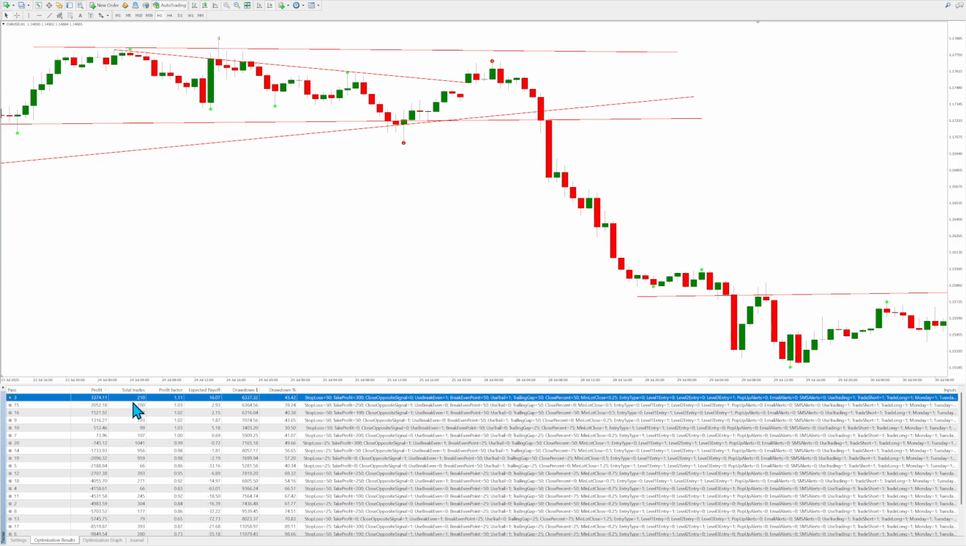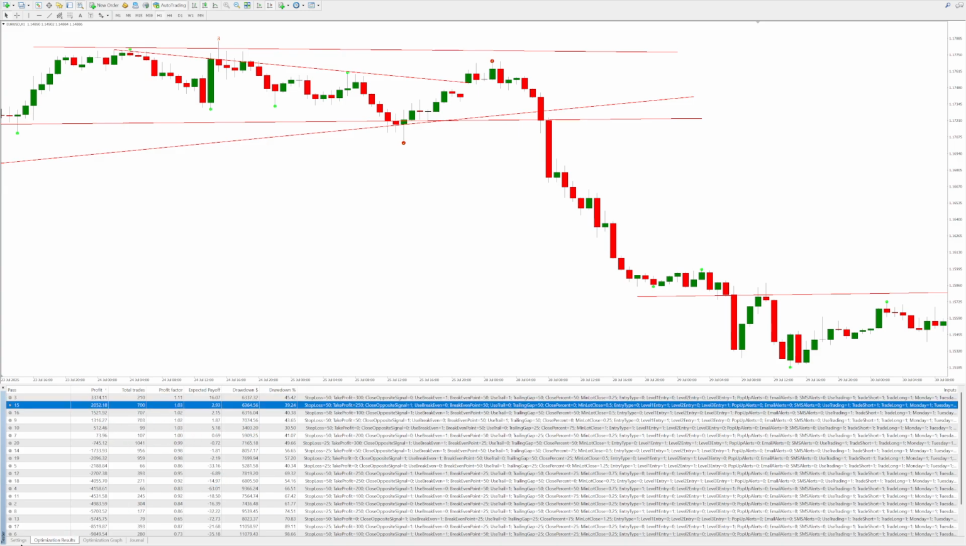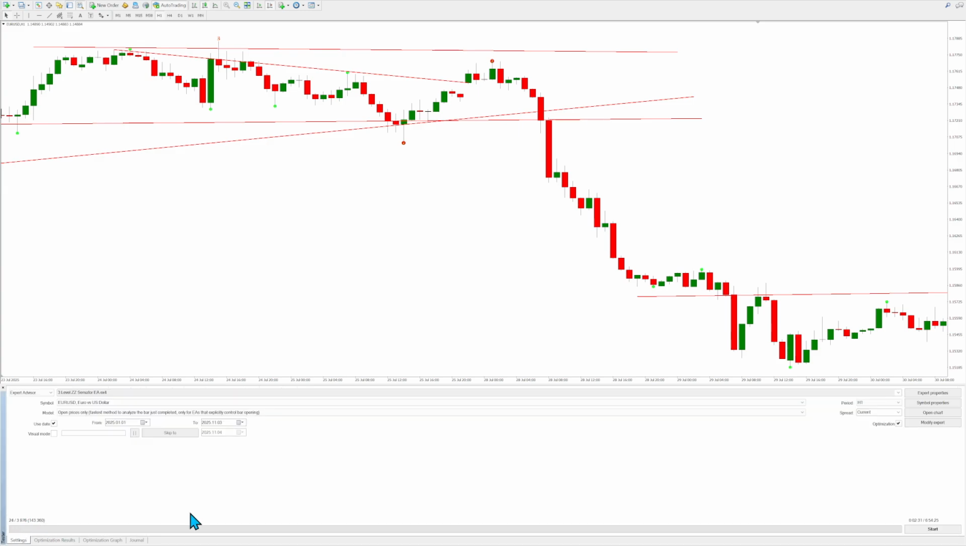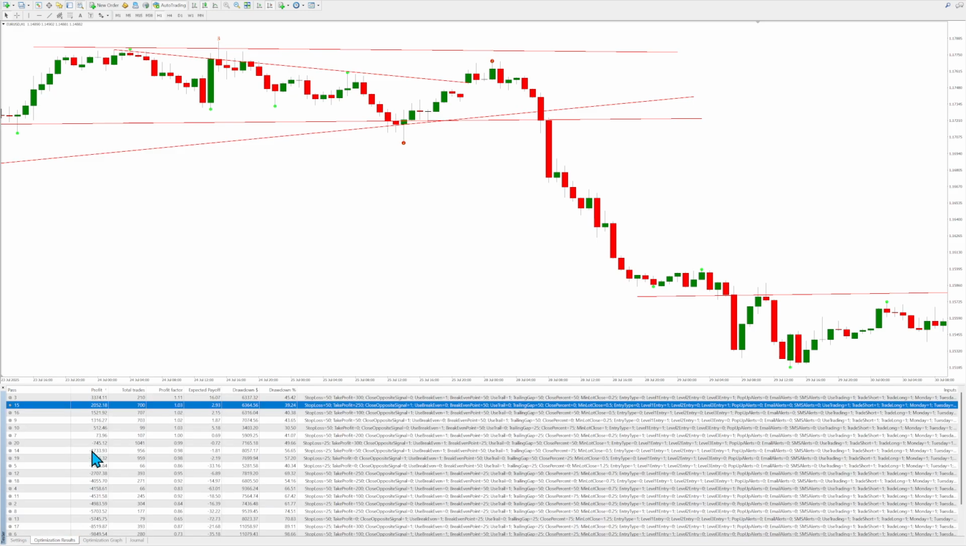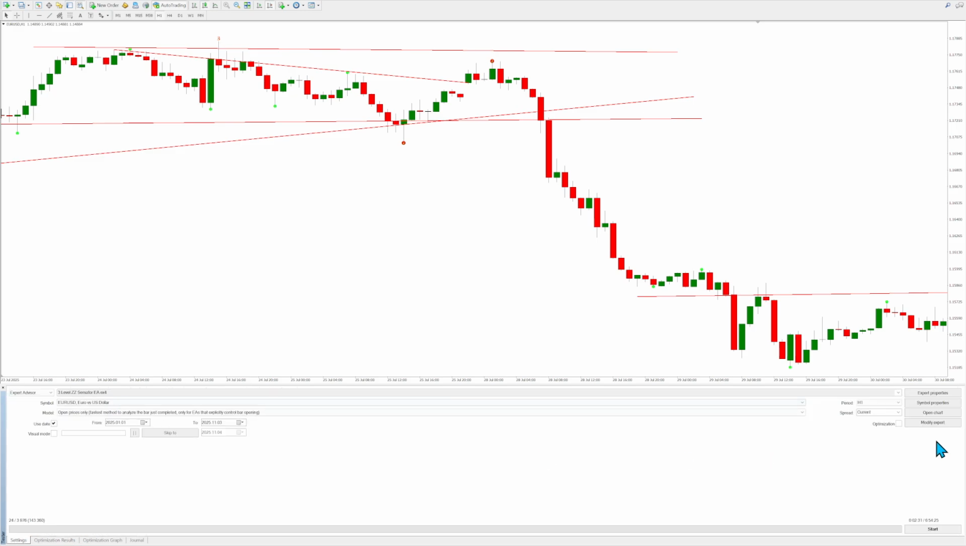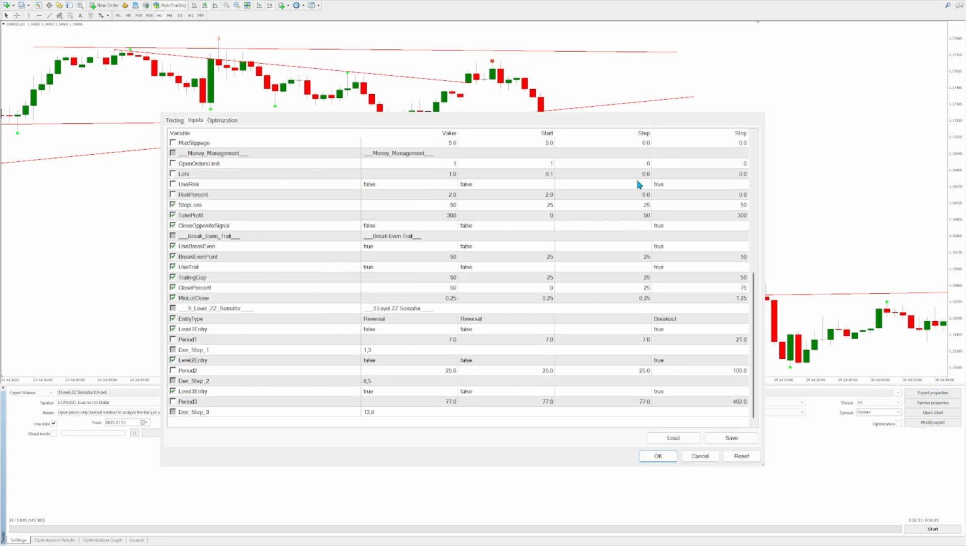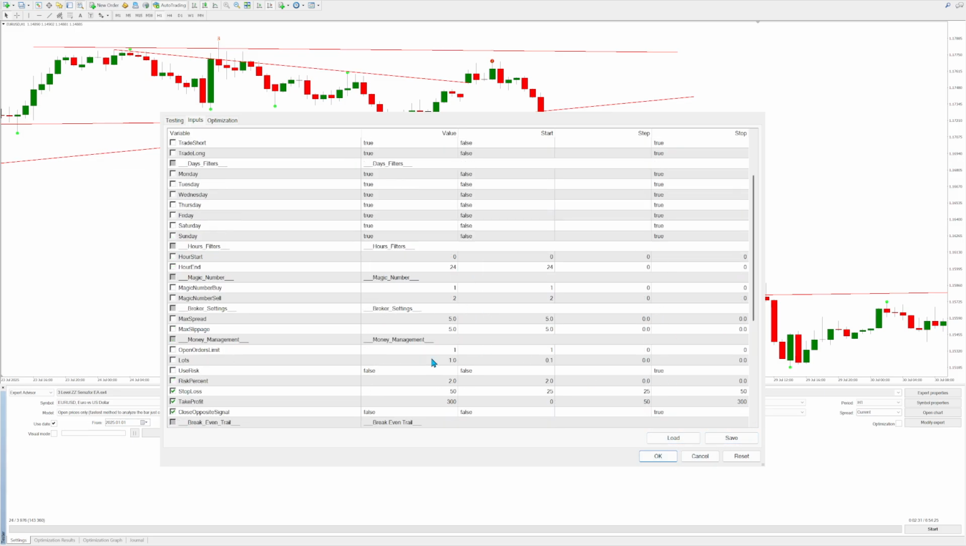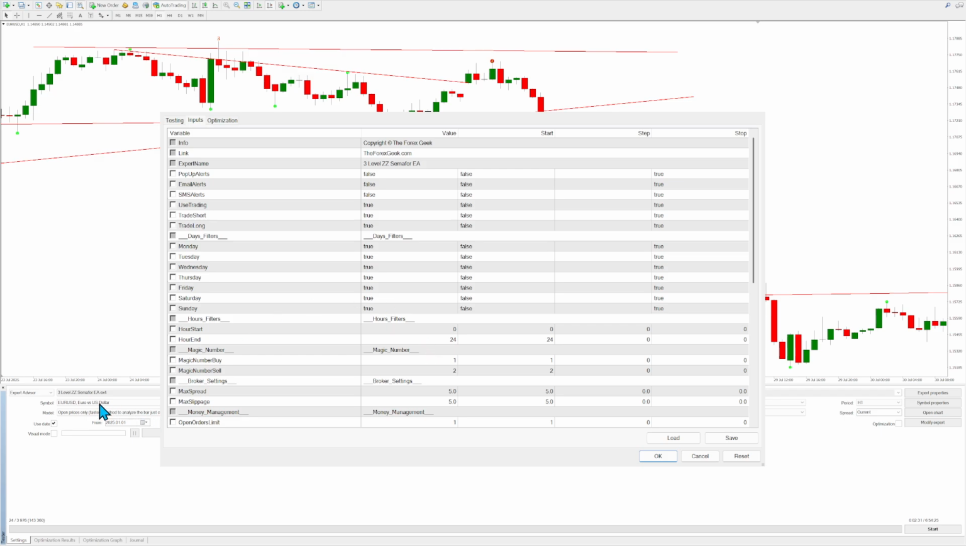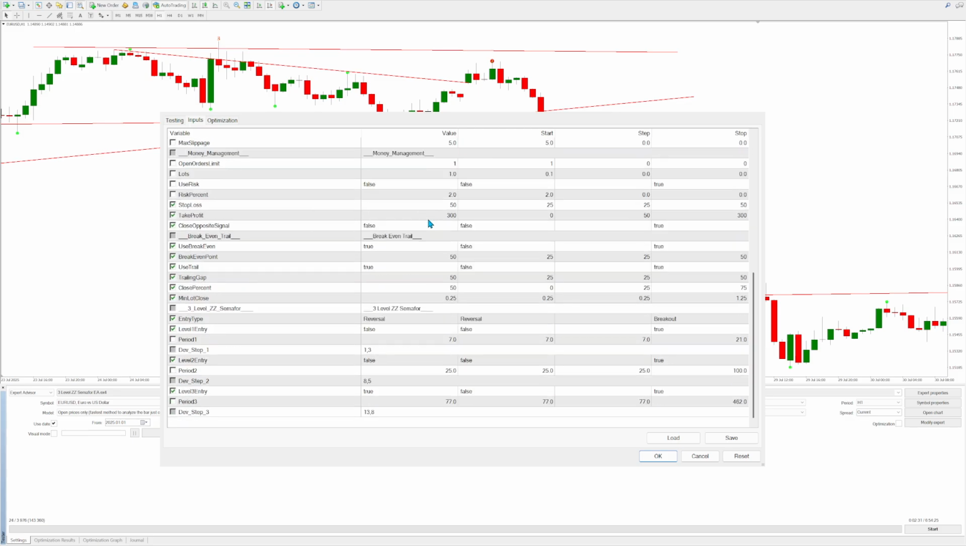As you can see, we have some decent results, but I'm pretty sure if we left this running a lot longer, then there'll be many other good results coming through and we can filter through them and see which ones we think work well. You can double click any of the results, and what that will do is it will load the settings here into the EA inputs, and you can always save them and load them at a later date. You can test any different symbol and chart time frame depending on your strategy.